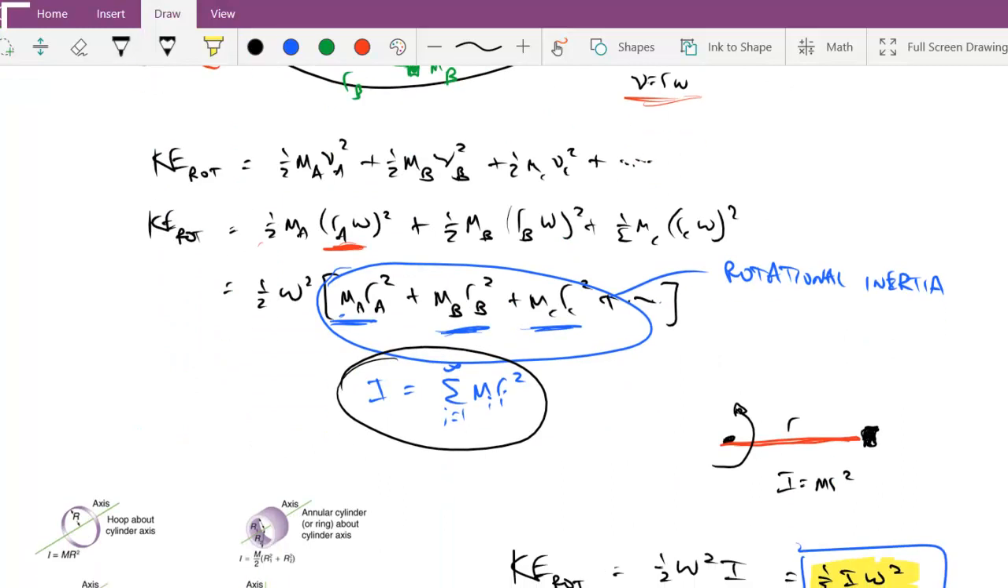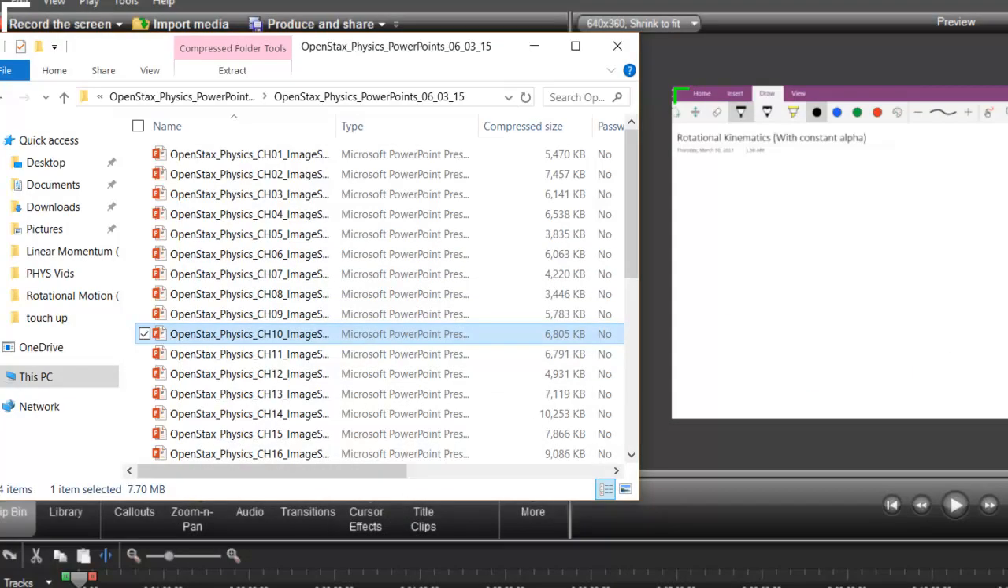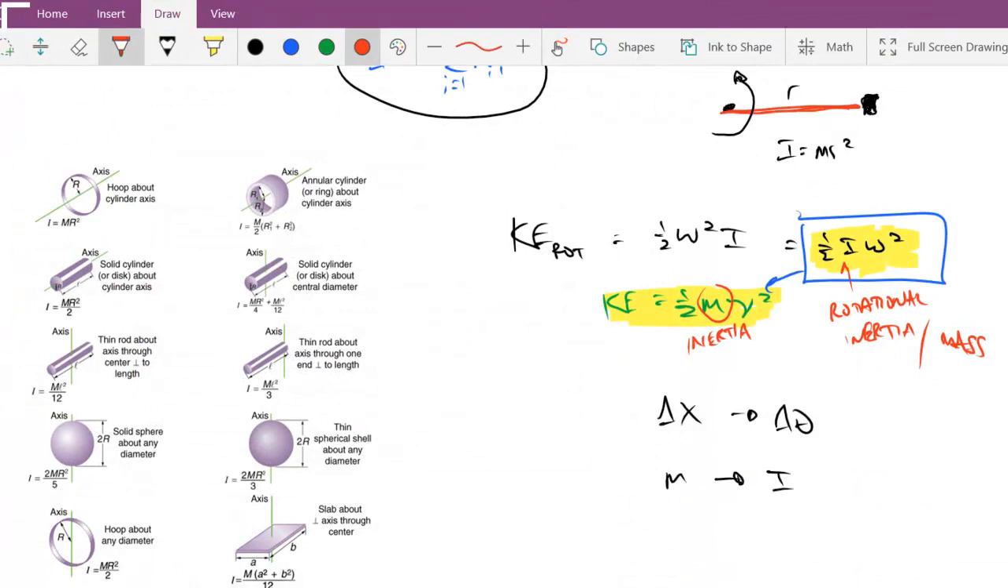And so that's what this table shows here. The rotational inertia of a hoop, which is considered to be infinitely thin, so that all of its mass is on the edge, is I equals just m r squared. So all of its mass is on the edge, and this is when it rotates about an axis through its center.